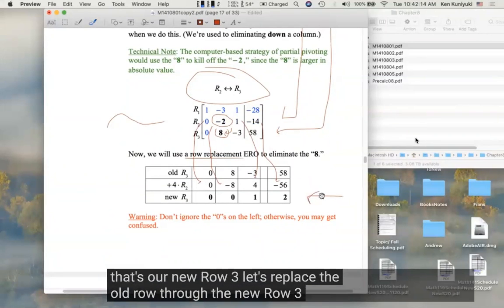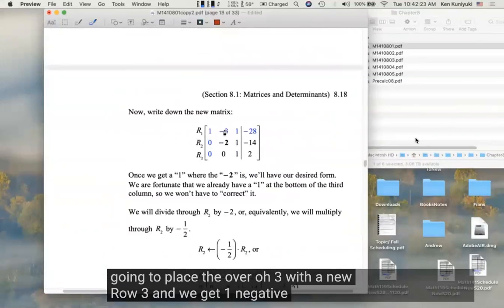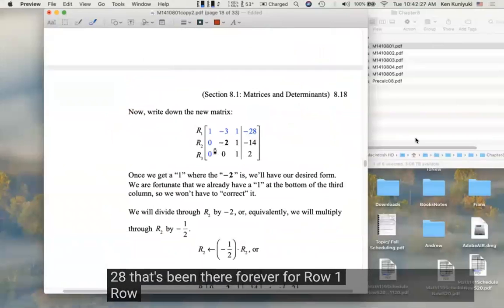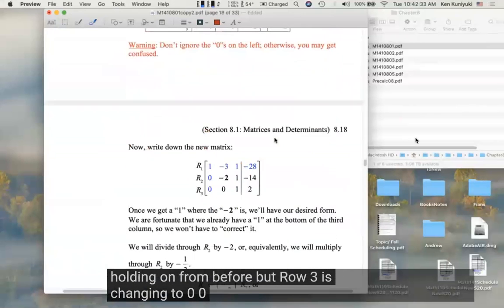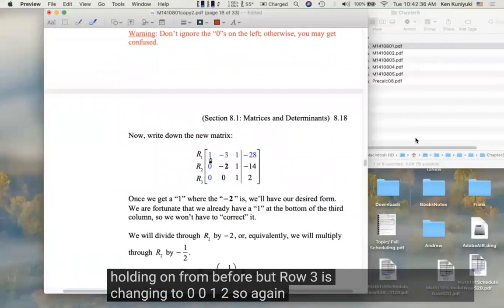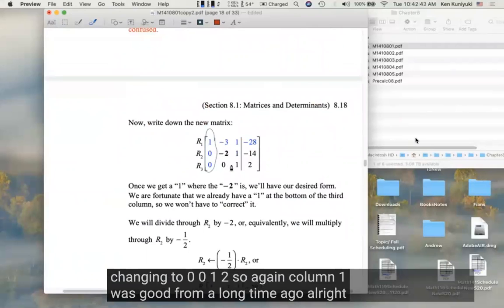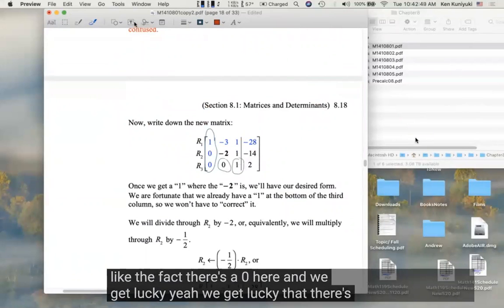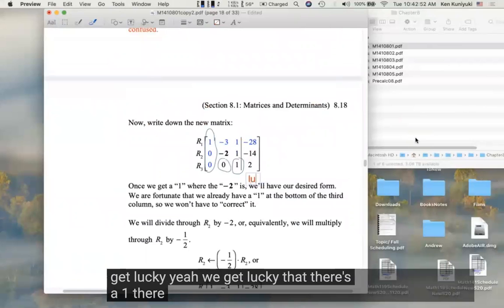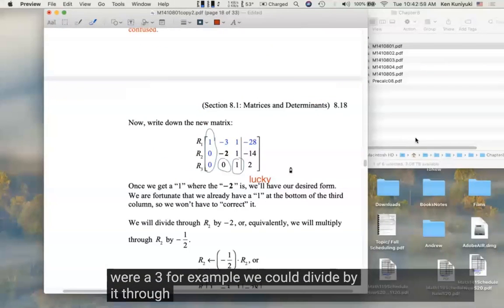Let's replace the old row 3 with the new row 3. And we get 1, negative 3, 1, negative 28, that's been there forever for row 1. Row 2, 0, negative 2, 1, negative 14, that's holding on from before. But row 3 is changing to 0, 0, 1, 2. So again, column 1 was good from a long time ago. We like the fact there's a 0 here, and we get lucky that there's a 1 there. But even if that weren't a 1, if this were a 3, for example, we could divide by it through this row.